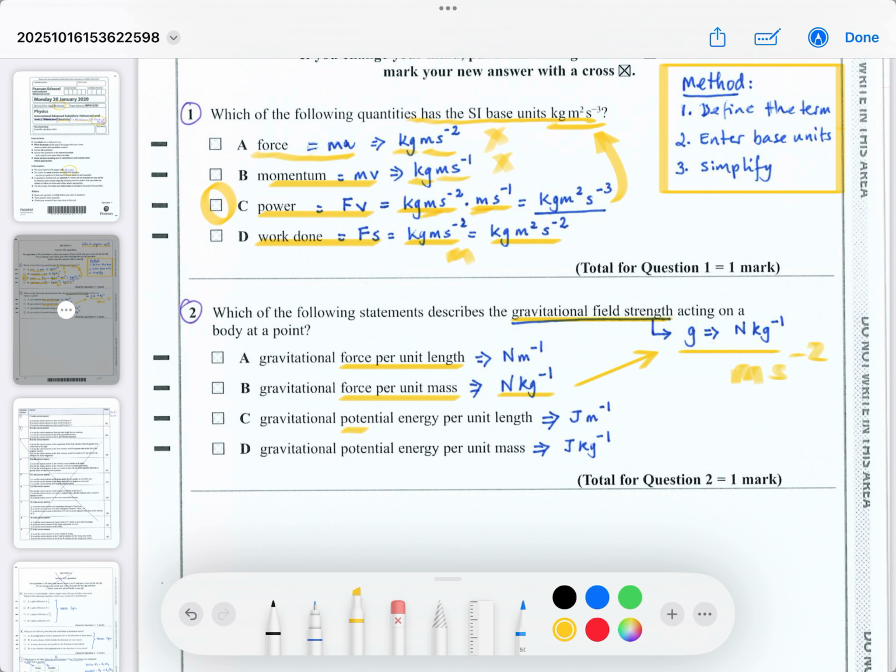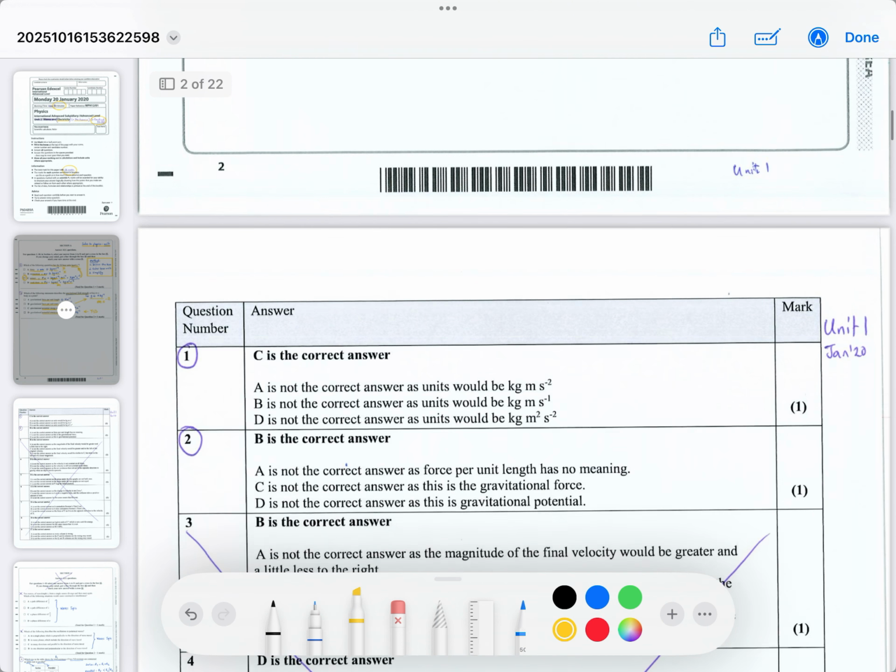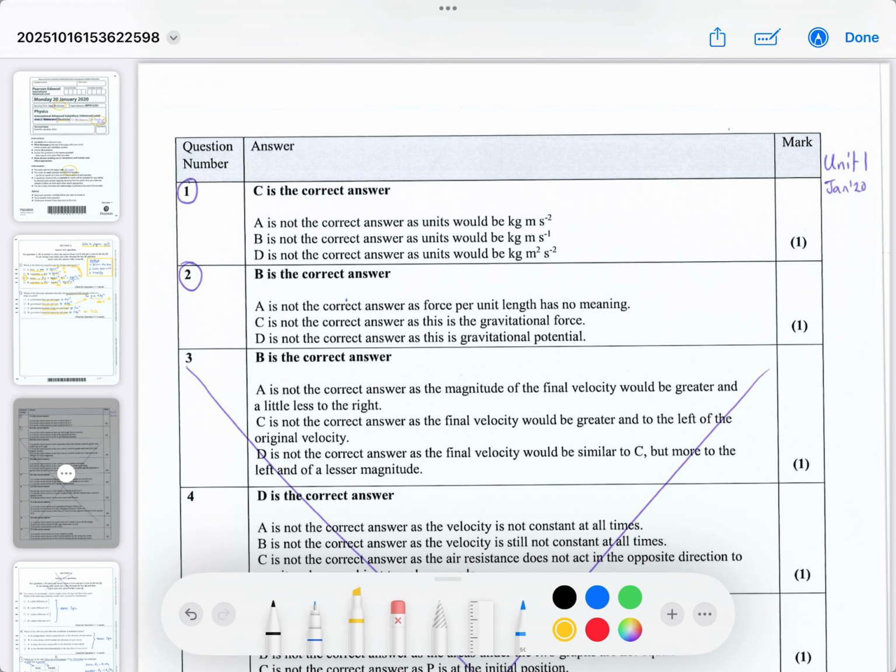And potential energy is joules per unit length, joules per meter. So this one we know is also wrong. And potential energy per unit mass is joules per kilogram, which is actually gravitational potential, which you meet in year 13. That's a year 13 quantity, but you can still work it out based on the words, what the definition, and therefore the units will be. So that's 2 questions, intro to physics. And there you see the answers were C and B, and these were taken from Unit 1 of the International A-Level paper from January 2020.